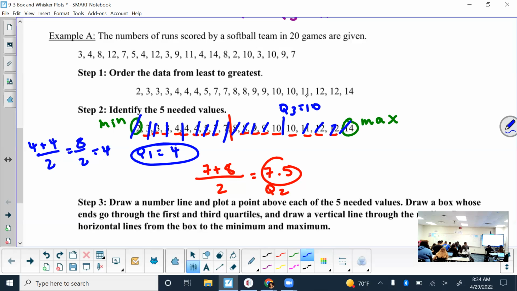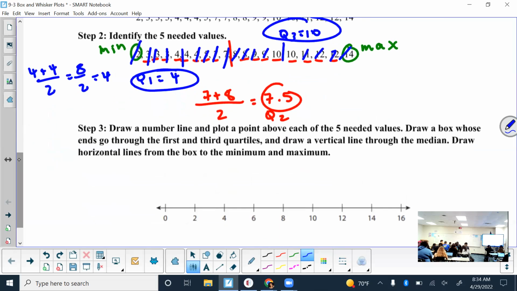All right, so here are all of my values that I needed. Now that I have them, I need to plot them on a number line. The number line is given to you this time. It will not always be given to you. So you would need to know that if these are my 5 needed values, the 2, 4, 7.5, 10, and 14, I'm going to need some numbers before my smallest number and after my biggest number.